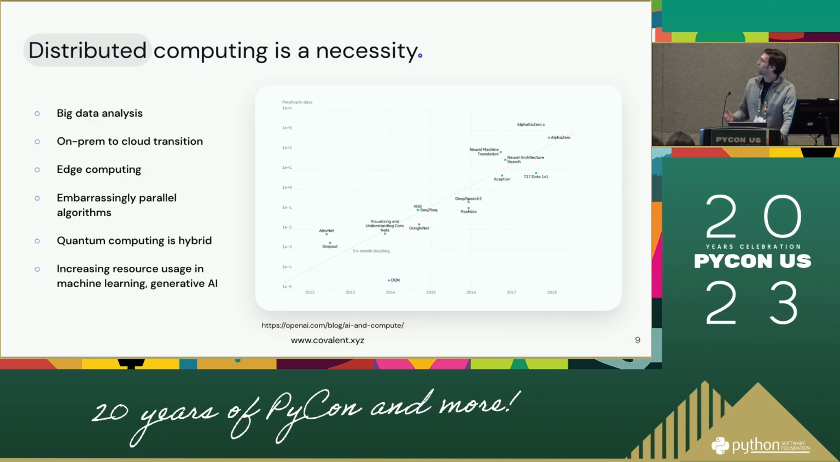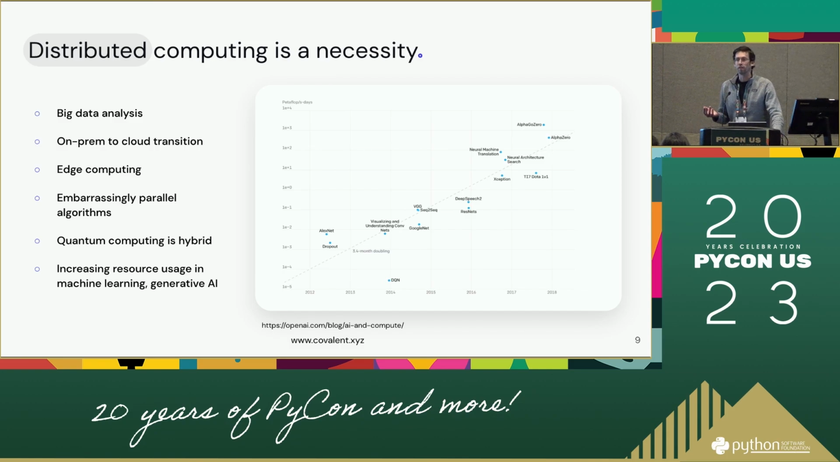Distributed computing is, of course, a necessity for a variety of reasons. If you're doing big data analysis, you might want to split your data set over multiple computers to analyze it. In organizations that are beginning the transition to cloud, it's very common to have some compute on-prem resources in clusters. Perhaps it's a dedicated Kubernetes cluster, and then other resources are going to be on the cloud. There are all sorts of challenges in managing this hybrid cloud scenario.